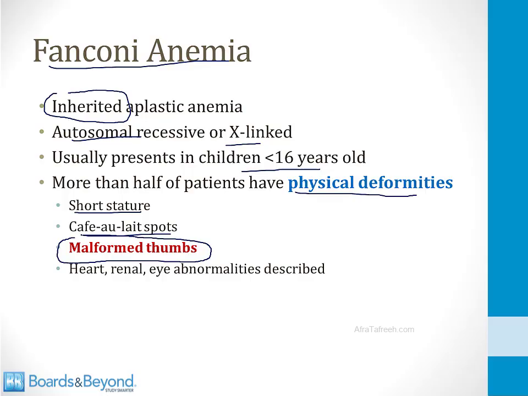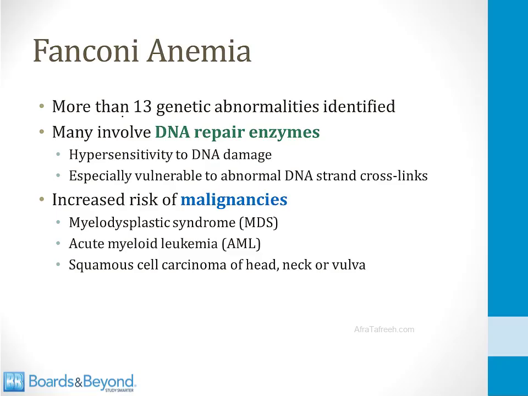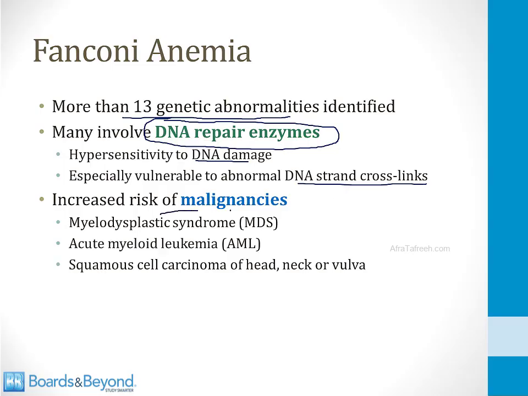And there are many other abnormalities that have been described, including abnormalities of the heart, like congenital heart defects, also kidney and eye problems as well. A number of genetic abnormalities have been identified among children with Fanconi anemia, but you should be aware that many of them involve DNA repair enzymes. Many of these children are hypersensitive to DNA damage, especially abnormal DNA strand crosslinks. And because they have problems with DNA repair enzymes, this puts them at increased risk of malignancy, and children with Fanconi anemia have higher rates of myelodysplastic syndromes, AML, and also squamous cell carcinoma of the head, neck, or the vulva.